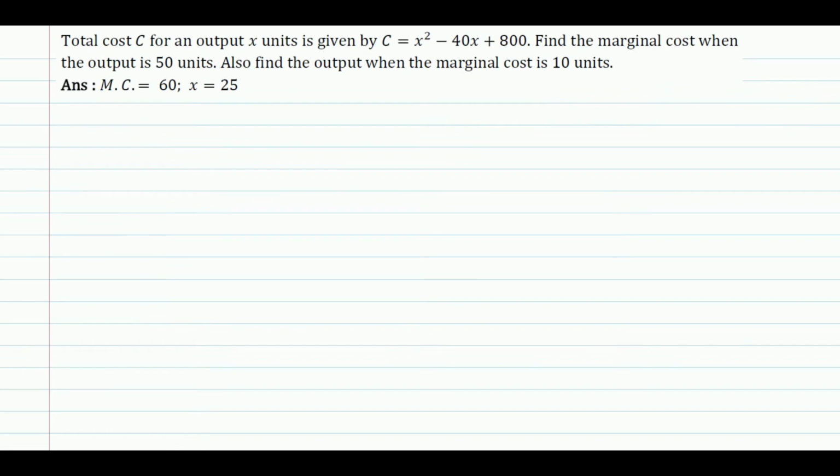Next question: the total cost C for an output of x units is given by C equal to x square minus 40x plus 800. This is our cost function. The question is asking to find marginal cost when the output is 50 units, meaning x is 50, and also find the output, x, when marginal cost is 10 units. So two questions are asked here.